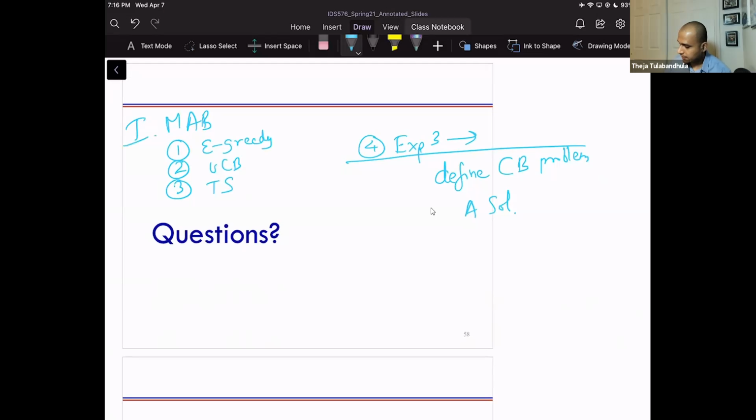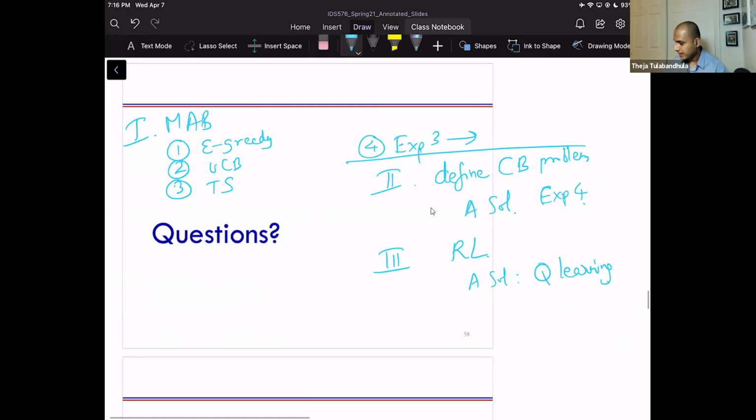So this is the first part. The second part is the contextual bandit problem, and we'll also see a solution. In fact, it's going to be called exp4. The third part is the reinforcement learning problem, and we'll only see a solution, which is going to be Q learning. Q learning is something we'll see later anyway, and a neural network enhanced version of it is what we'll be using in assignment 4.